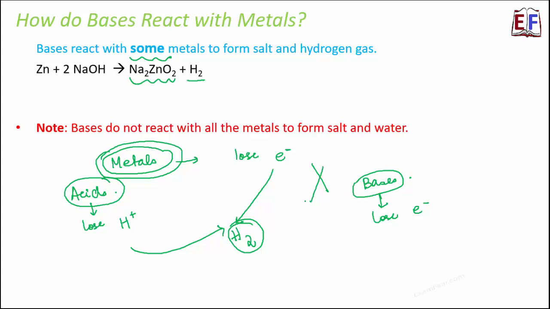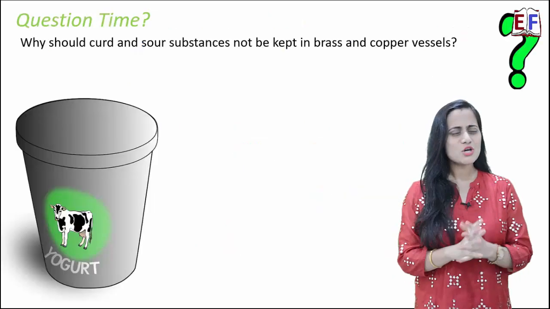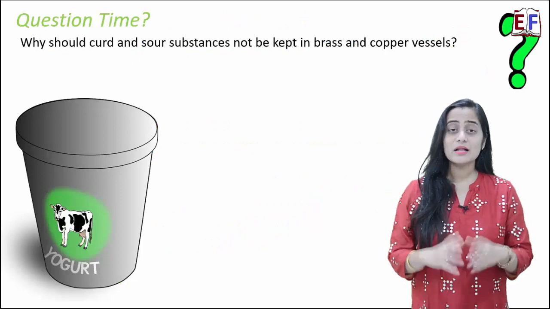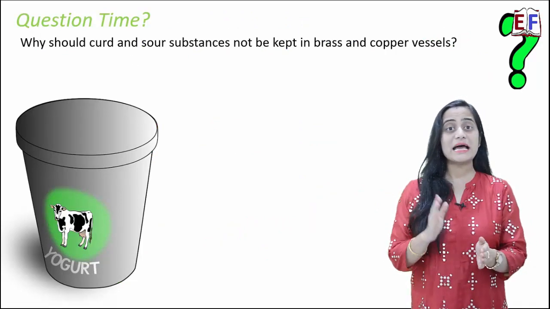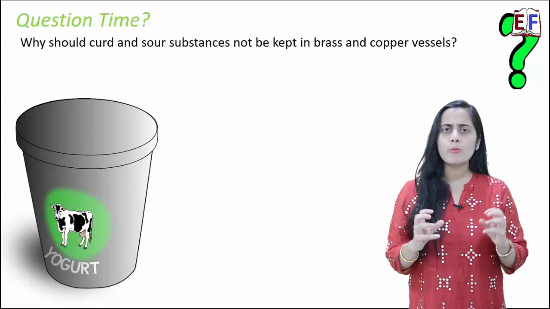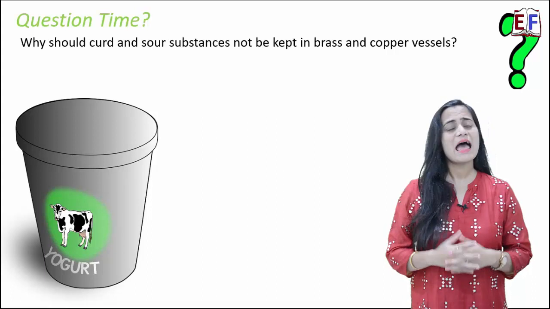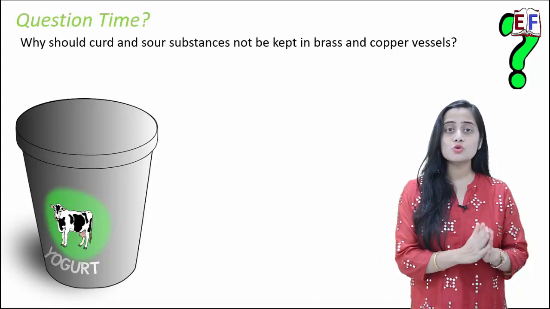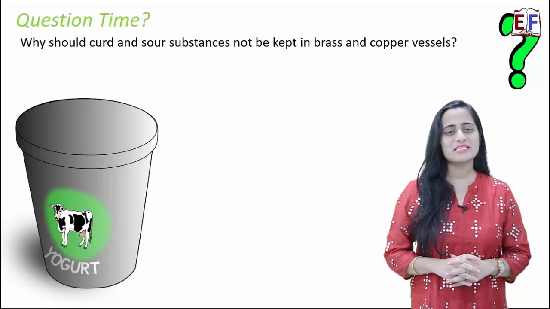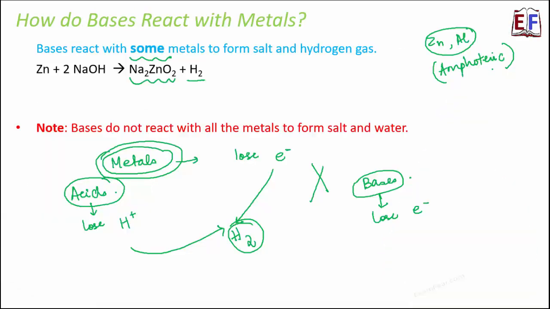In fact, zinc and aluminium are a few exception metals which react with bases. They are examples of the few metals which react with both acids and bases, and as a result, they are termed amphoteric. As we all know, metals like copper and brass react with acids to form poisonous metal oxides and hydrogen gas, and therefore it is advised not to store such acidic substances in these metal vessels.